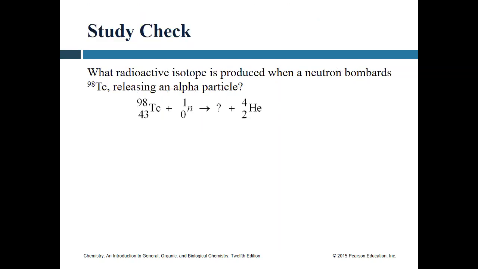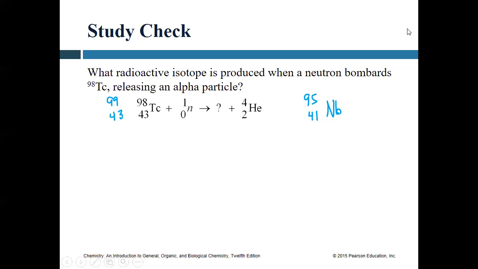All right, so try one here on your own. We've got the neutron bombardment of technetium-98. We know we're getting an alpha particle. What's the other radioactive material? So let's take a couple of minutes and see if we can figure that out.